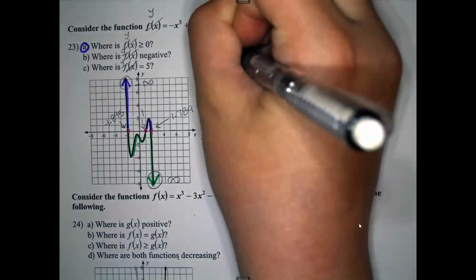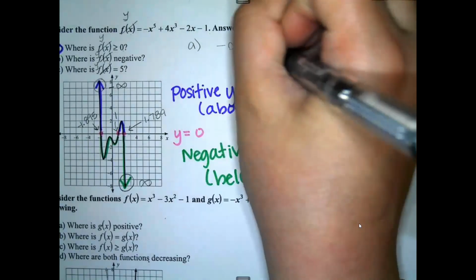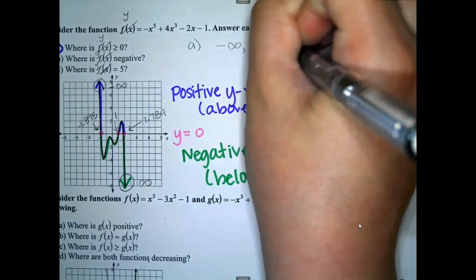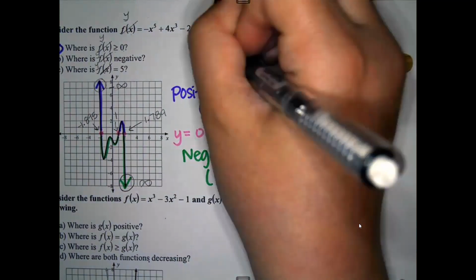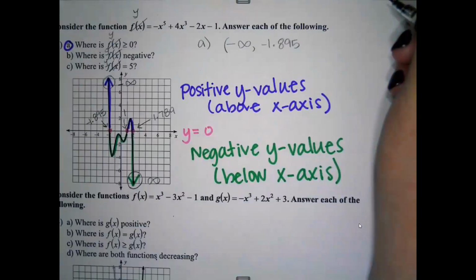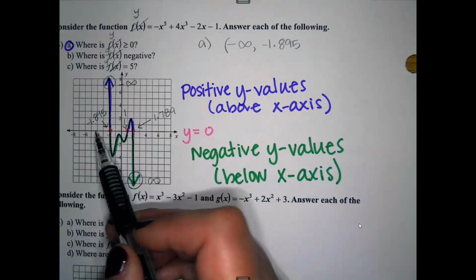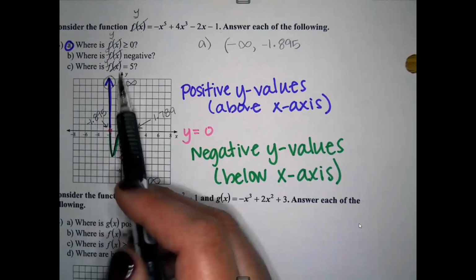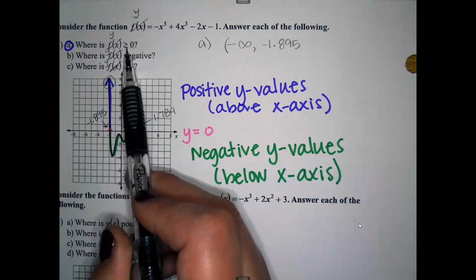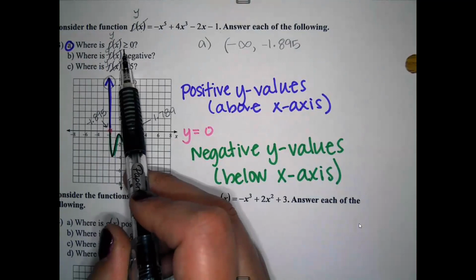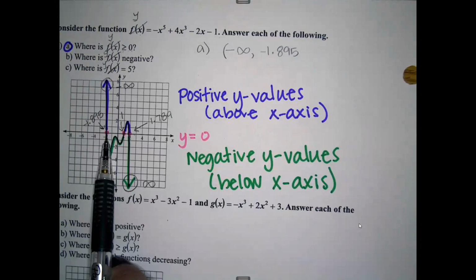Okay, so A is going to be negative infinity to negative 1.895. Whenever we use infinity as an answer, we always use a parenthesis with it. Now, the negative 1.895, we have to think about whether or not that answer should be included. So this says use the y values that are positive or that equal 0. If you plug this answer in, is it going to be positive or equal 0?